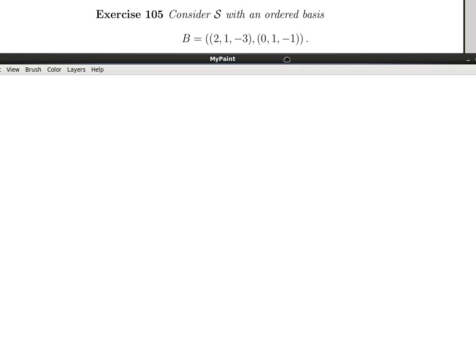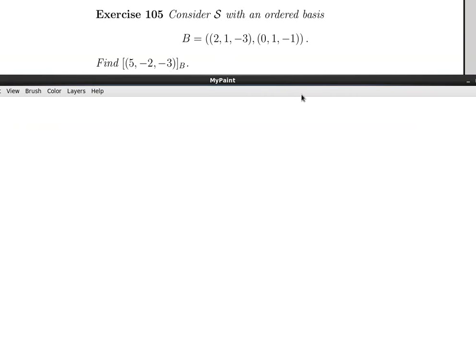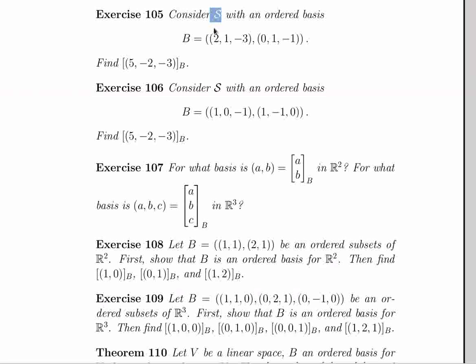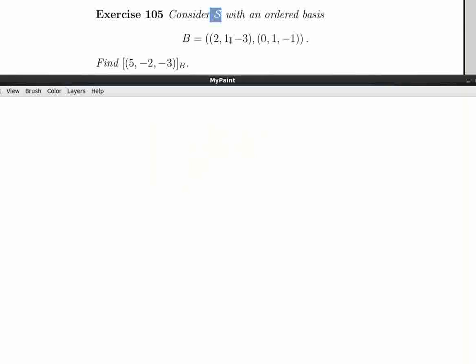Alright, so I should slow this down so you can see the whole question. So I have some sort of vector linear space S with this ordered basis. Remember, S is where everything has to sum to 0.